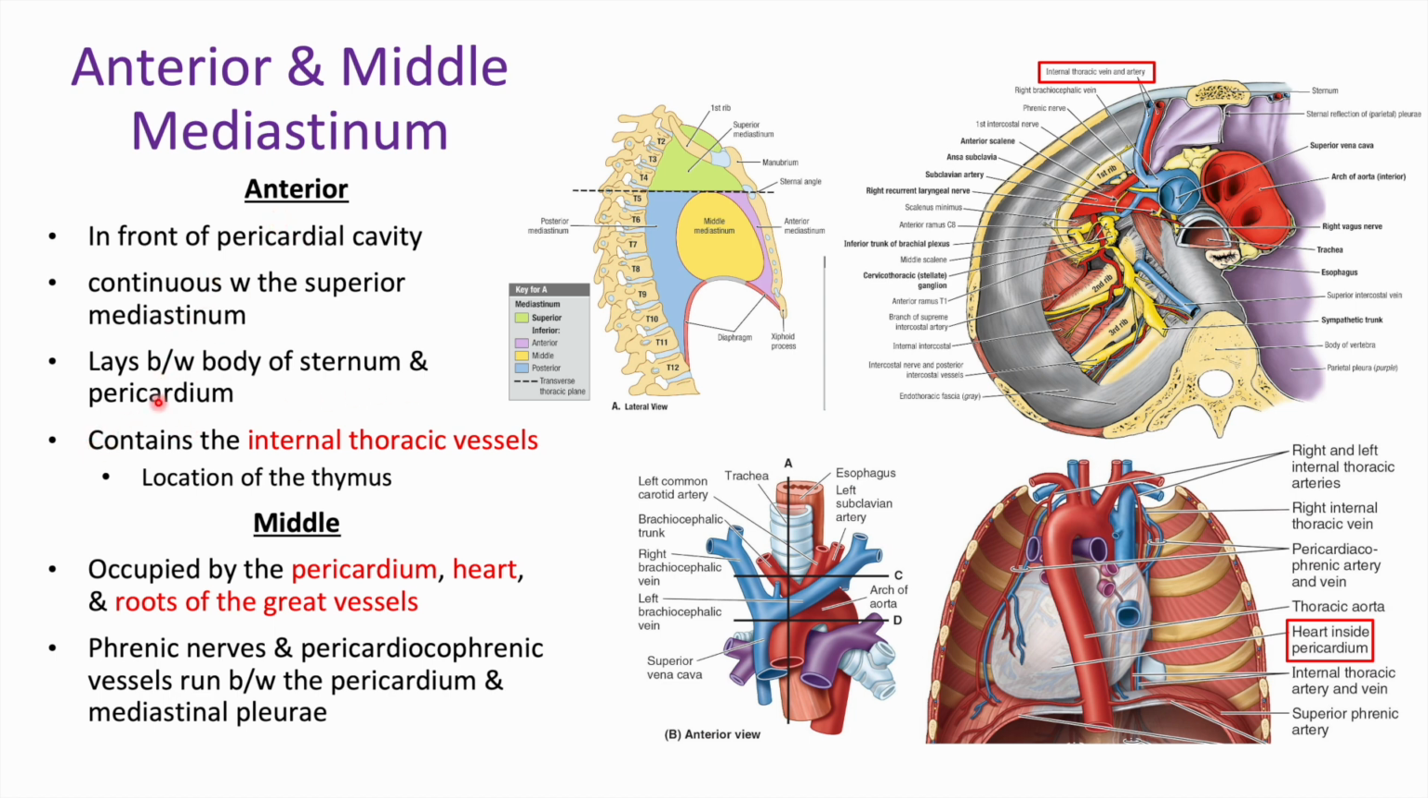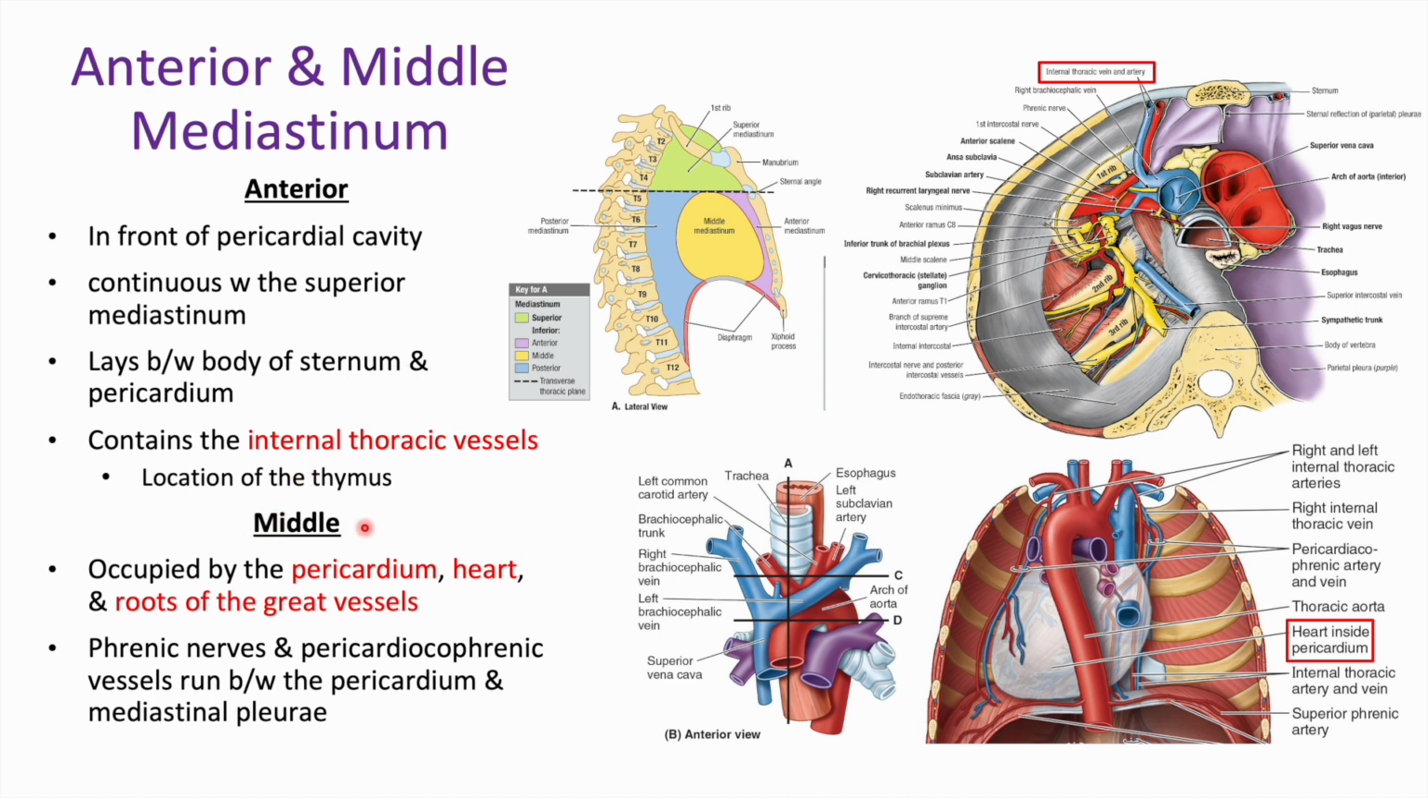In the anterior mediastinum, the contents are going to be the internal thoracic vessels. You can see that pretty well up here. Remember our internal thoracic artery and internal thoracic vein. They're going to come off and run down the anterior mediastinum. This is also the location of the thymus.